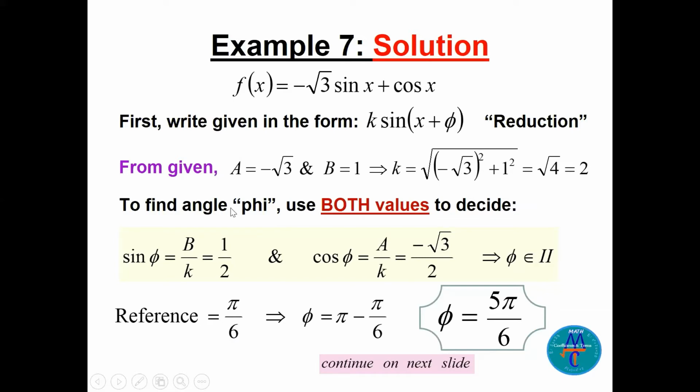Let's use the sine and cosine of phi to find it. So sine of phi will be b over k, which is half. And then the cosine will be a over k, minus square root of 3 over 2. That will be in quadrant 2, because the cosine is minus and the sine is plus. But the reference now is pi over 6, because the sine is half. So phi will be pi minus pi over 6, which is 5 pi over 6.